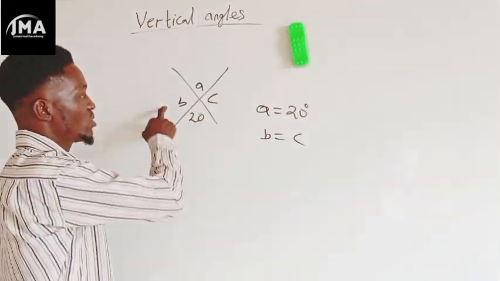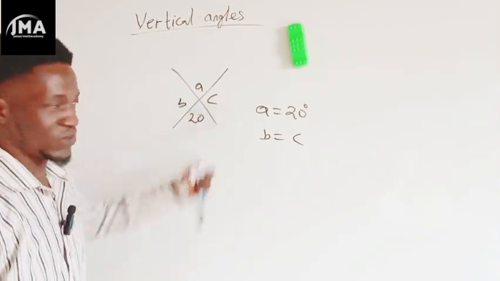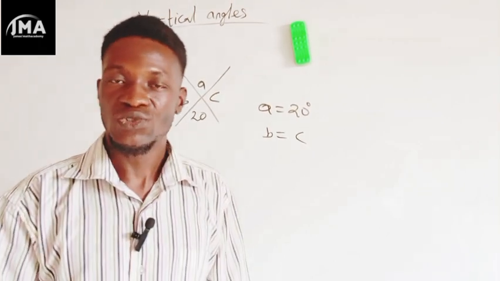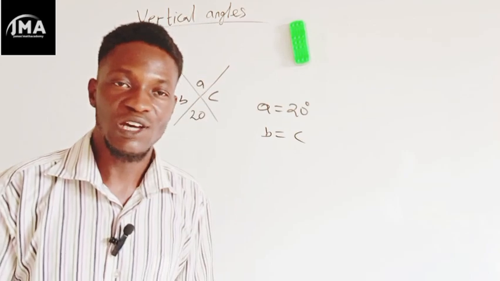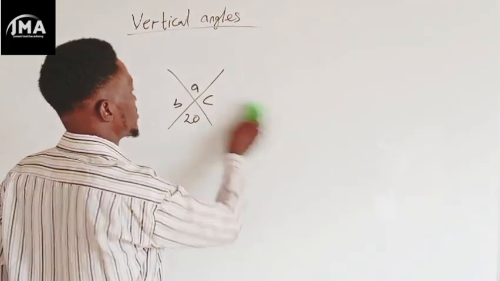Okay, so basically that's what it means, that anything you can see here is equal to this one, and anything you can see here is equal to this one, or anything you can see here is also equal to this particular angle here. That's the basic concept of vertical opposite angles. So let me dive into the practical aspect of vertical opposite angles. Let me explain this one.